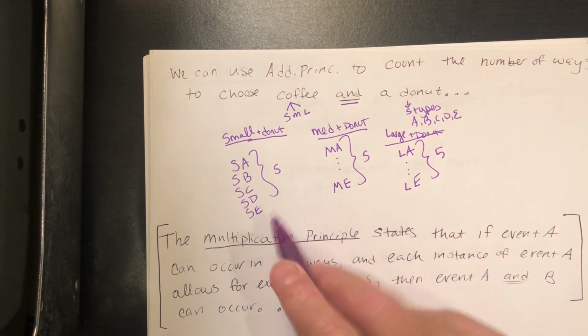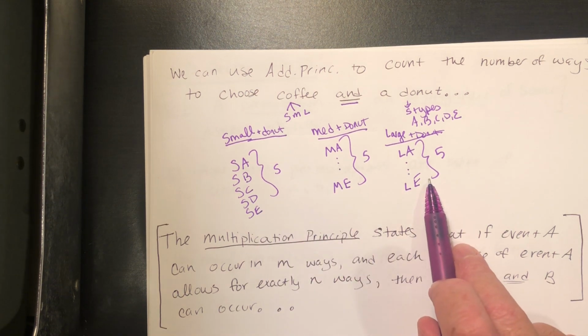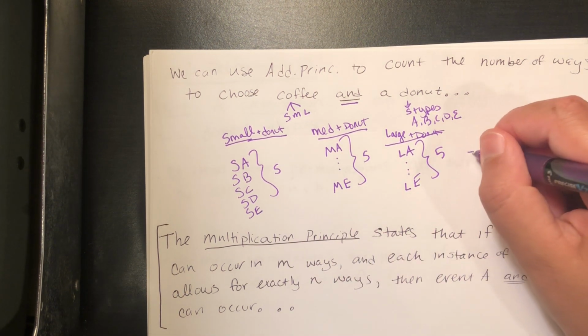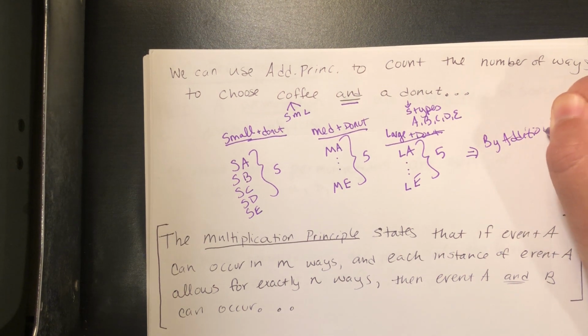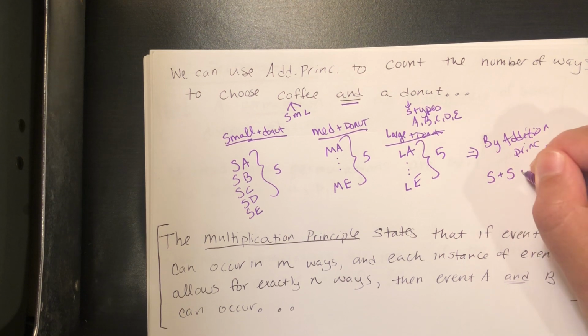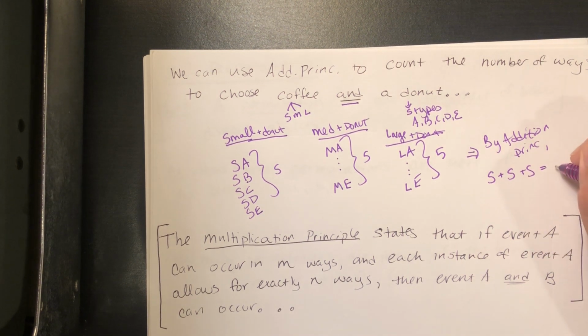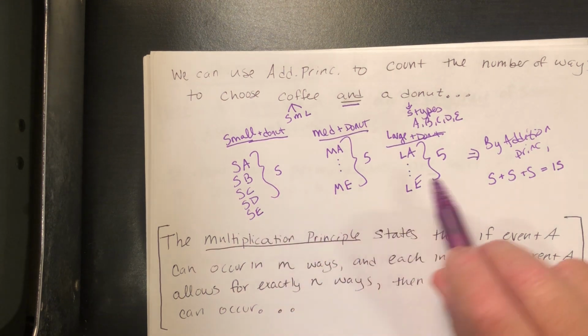Now, each of these combinations are disjoint from each other because each one is choosing a different size of coffee, which means we can apply the addition principle. By the addition principle, the number of options will be 5 plus 5 plus 5. Notice we actually applied the addition principle twice here. We generalize the addition principle to more than just 2 events, in this case 3 different possible events, but it works the same way.